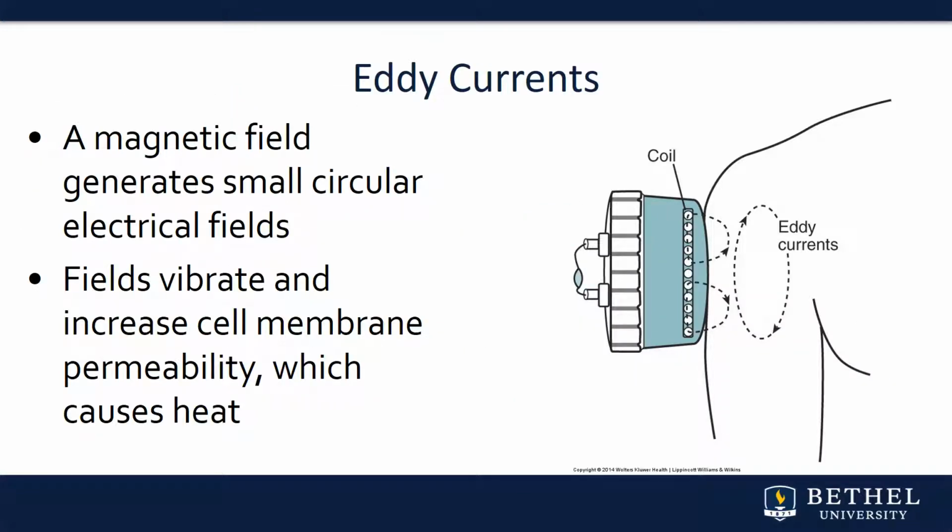And then the other one is eddy currents, where the magnetic field will generate small circular electric fields in the area, causing eddy currents in the tissue. These fields then vibrate and increase the cell membrane permeability, which causes heat.